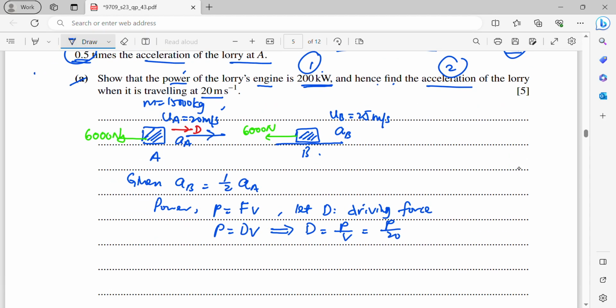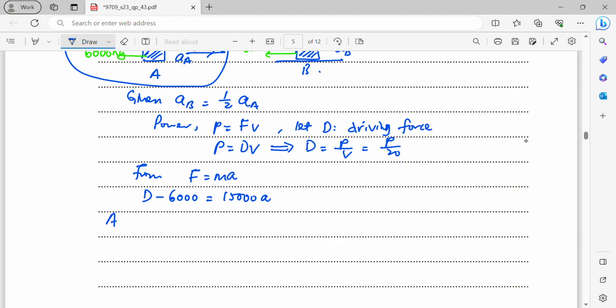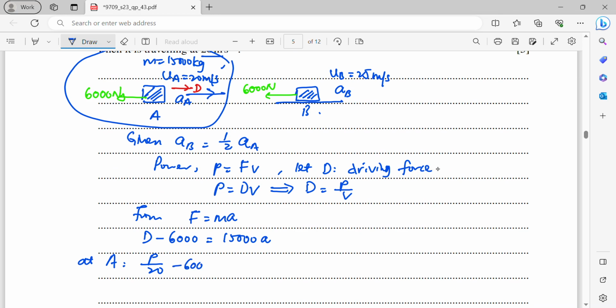Now, from Newton's law, F equals to ma, Newton's second law. So it will be, when you look at this, alright, so it will be a driving force minus the 6,000 newtons equals to the M is the lorry mass, which is 15,000. Then the A is not given, so I just let it be A first. Alright, so then from here, at the point A, this D is P over 20. So in this case, because we need to consider both points, better just write D equals to P over V. So now, because at the point A, the U is 20. So I will change to P over 20, then minus 6,000 equals to 15,000 A. This is my first equation.